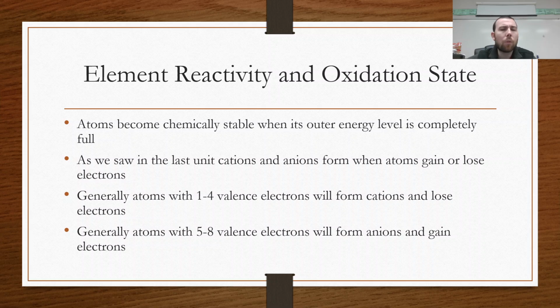So if you're thinking about the periodic table, that means elements in groups 1 through 14 tend to form cations. And then atoms that have between 5 and 8 valence electrons tend to form anions by gaining electrons. So that means that elements in groups 15, 16, 17, and 18 tend to form anions. Again, that is not universal, that is just the general thing that we see. There are some exceptions to that, okay?